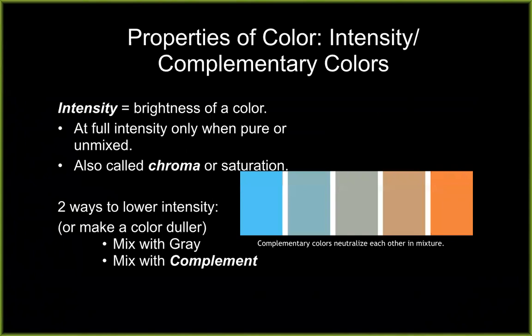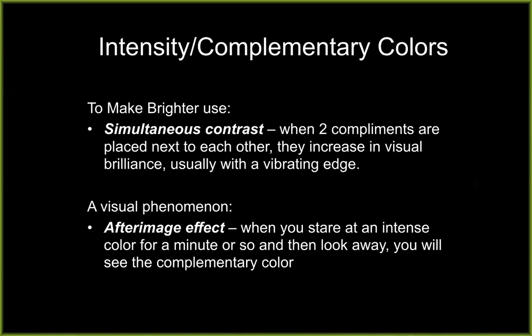Intensity refers to the brightness of a color, and a color is full intensity when it's pure or unmixed. It is also referred to as the chroma or the saturation. The way you can lower the intensity of a color is to mix it with gray or with the complement. The complement is the color across on the opposite side of the color wheel, and that will neutralize it.